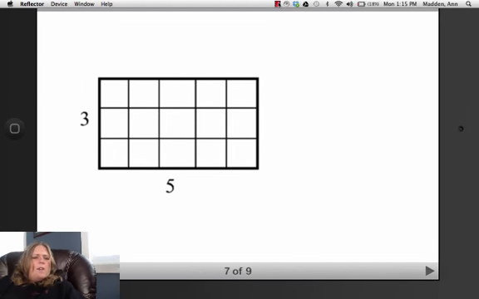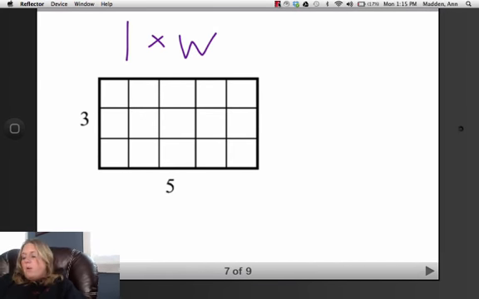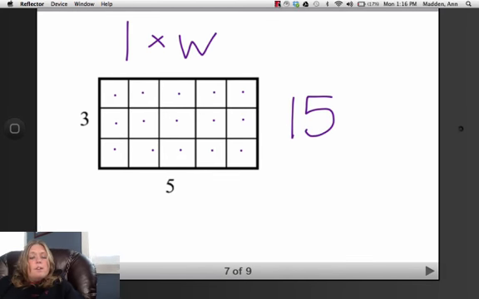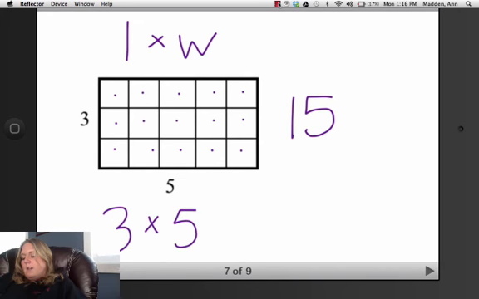If you ever see one on the MCAs or the MAP test and it looks like this, and you for a brief moment forget that the equation is length times width, because this one is all on a grid, you can simply count. 1, 2, 3, 4, 5, 6, 7, 8, 9, 10, 11, 12, 13, 14, 15. The area would be 15. It doesn't tell me the label, so it would just be 15. If I would have used the equation, length times width, would you have gotten 15? Yes, you would have.